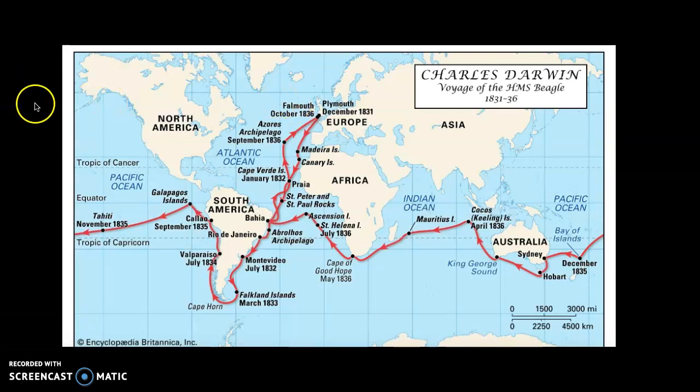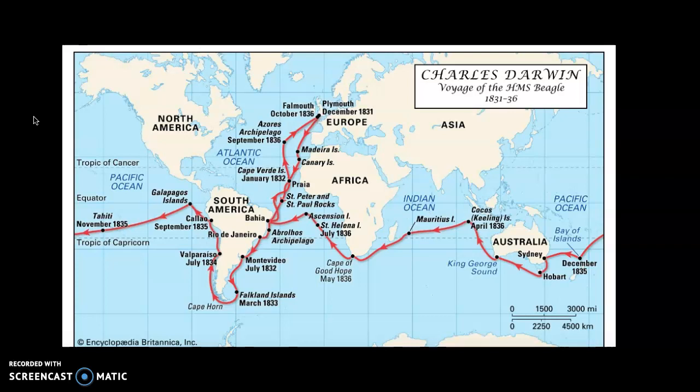He took this voyage on the HMS Beagle for 5 years, and he went all over the world. So you can kind of look at his route there. It started and ended in England at this point right here. He looked at the flora and fauna, plants and animals. Flora are plants, fauna are animals, and he looked at those along the coasts of the land masses that he traveled. And he wrote down his observations.